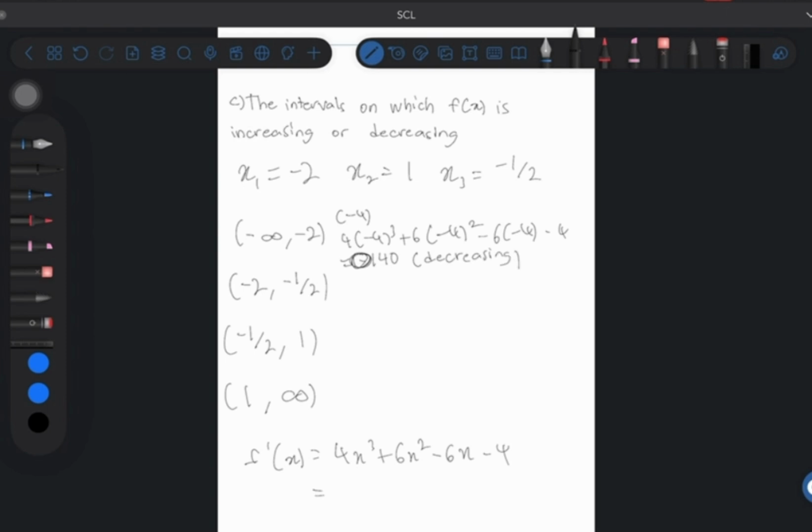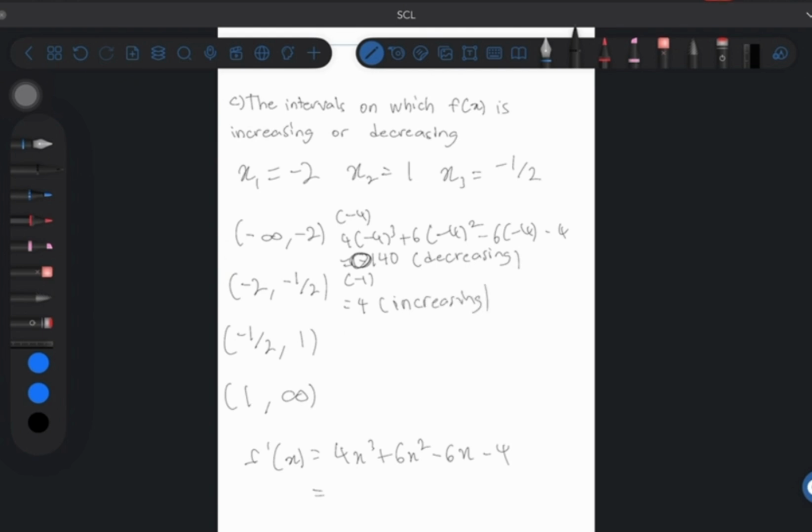For the second interval, like I just said before, we have to take a value within the given range. In this interval, we can take -1. If we substitute -1 into the first derivative equation, we get the answer 4. This is positive, so it is increasing.